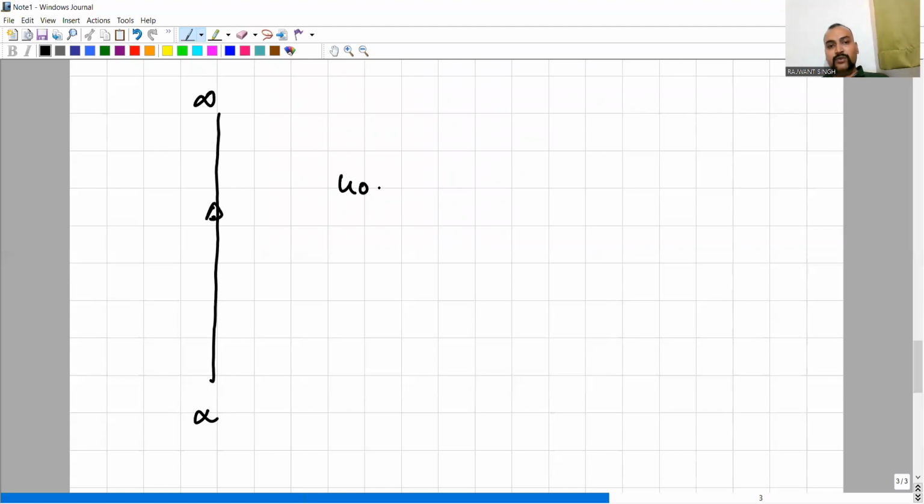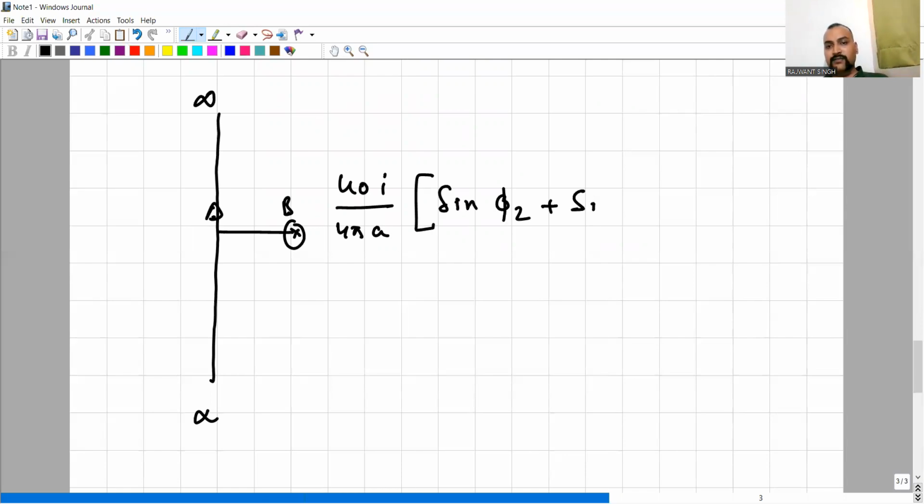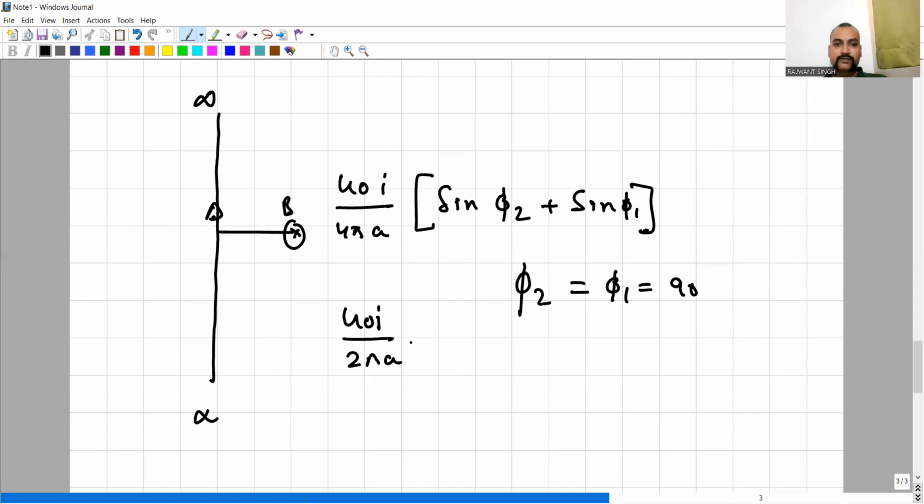You would come to mu naught I by 4 pi a, where a would be the distance at which you want to find the magnetic field, times sine phi 2 plus sine phi 1. So this was our expression. For the infinite wire, phi 2 is equal to phi 1 is equal to 90, and that is why you were getting mu naught I by 2 pi a. Okay, just for the reminder.